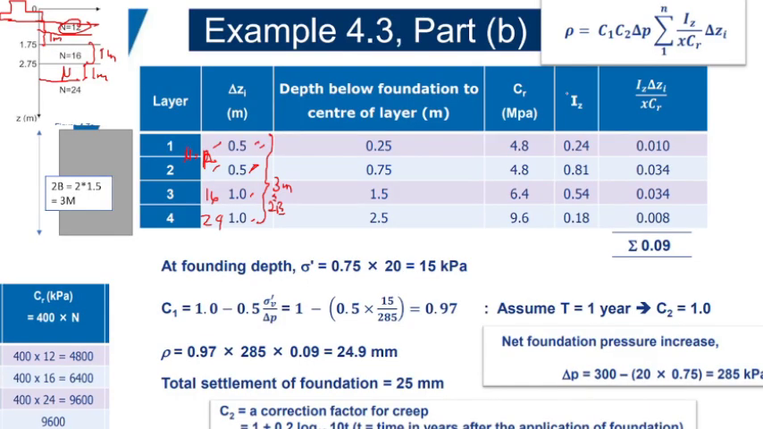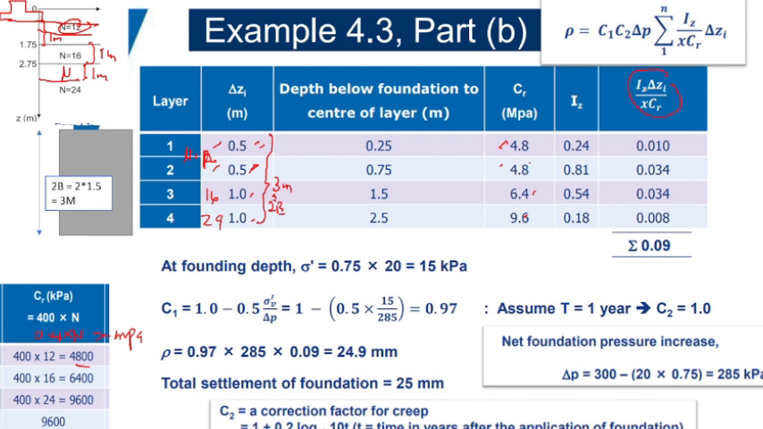Okay, let's go back. So since we have already CR, which is just this value, 400 times N, or 0.4 times N to make it in megapascal, or we just divide this one by 1000. So this is 4.8, 6.4, or 9.6. Okay, all right.